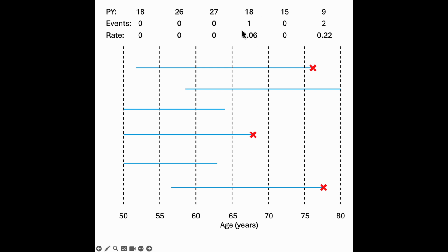In this category, there is 1 event in 18 person years, giving a rate of 0.06 events per person year. And here, 2 events in 9 person years for a rate of 0.22 events per person year.